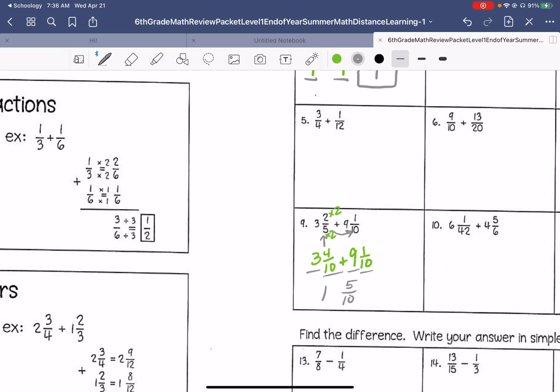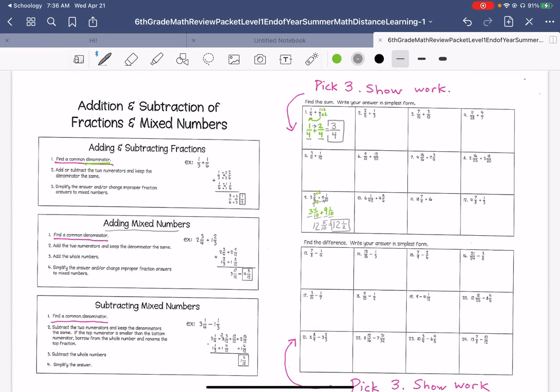9 plus 3 is 12. 12 and 5/10, that is the correct answer. Simplifying it allows it to be 12 and 1/2. So again, you're just going to go through. I did 2 of them. Don't pick those 2 for your 3 to do.